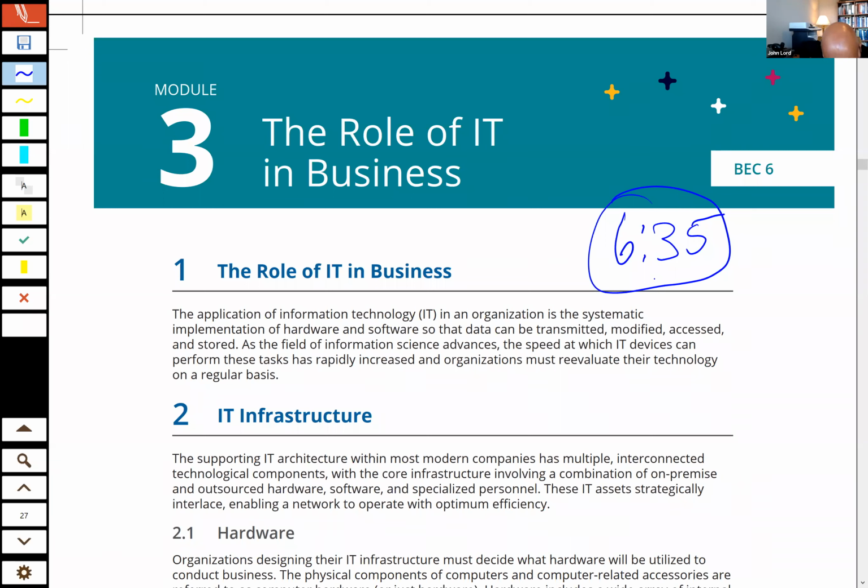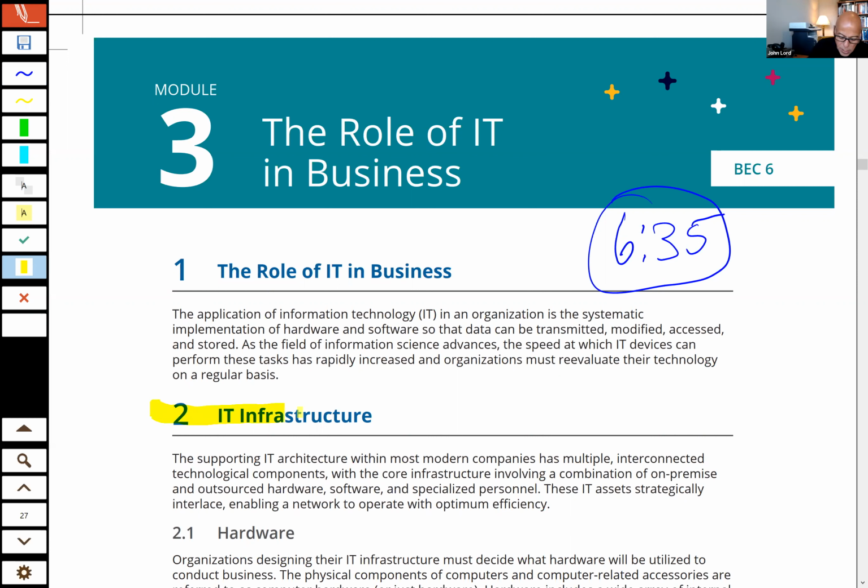Resume the recording, and let's move into module 3 here. And we're going to continue a high-level discussion here that is primarily definitional in nature.